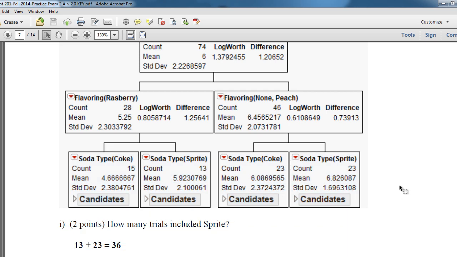So lots of good practice with this. Go more in depth. Definitely look over this lecture. I feel like there's a lot here that you might need to know. Split history would show you the progression of R squared as it goes up, and leaf report would show you the individual counts on the leaves and everything.